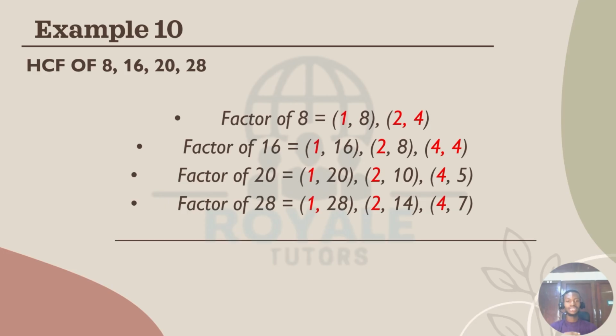So these are the factors of 8, 16, 20, and 28. Now let's look at the factors that they have in common, the numbers that they have in common. So we have 1, we have 2, and we have 4, as you can see listed here. These are the factors that they have in common.